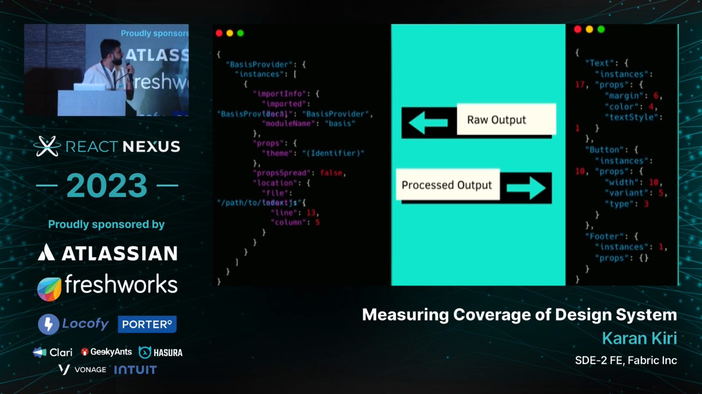On the left-hand side, you can see there are a few properties. We need to focus on the two main properties, like import information. It basically provides where this component was imported from, the props that were passed, and the location of that particular element as well. If there are multiple instances of the same element, then it will have an array of instances.